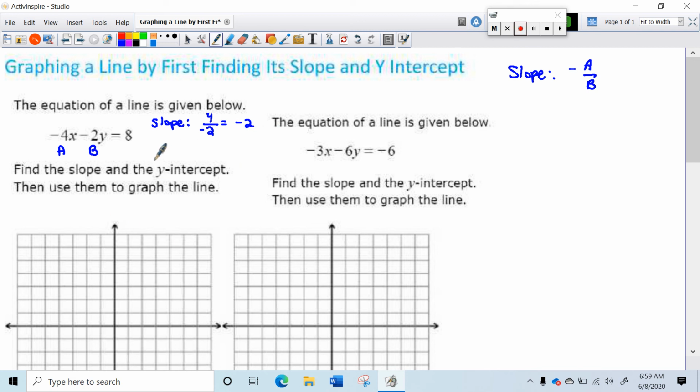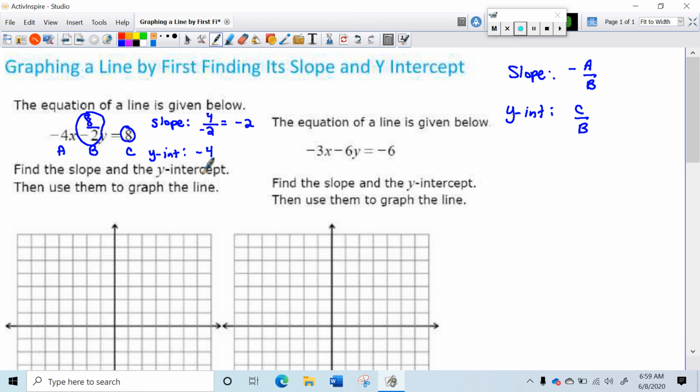And the y-intercept is C over B. The constant is C. So you take this constant here and pop it up top of the y, whatever's with y, and then divide. So 8 divided by negative 2 is negative 4.